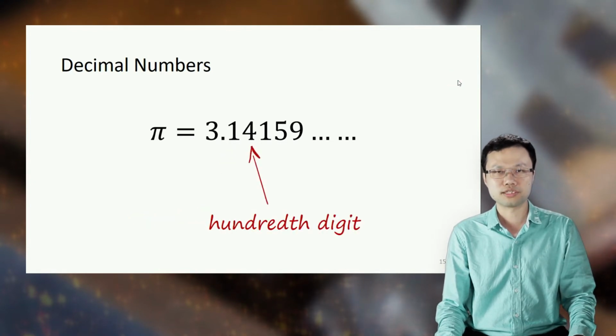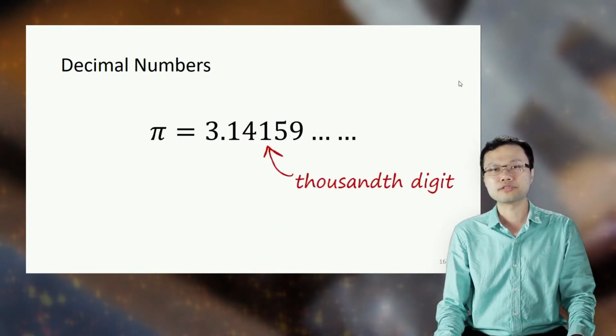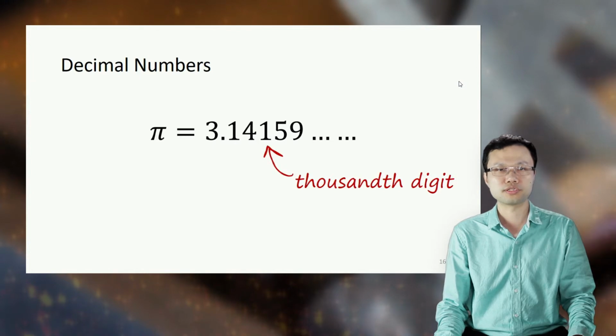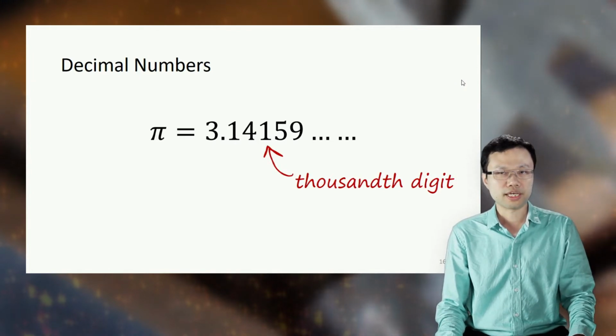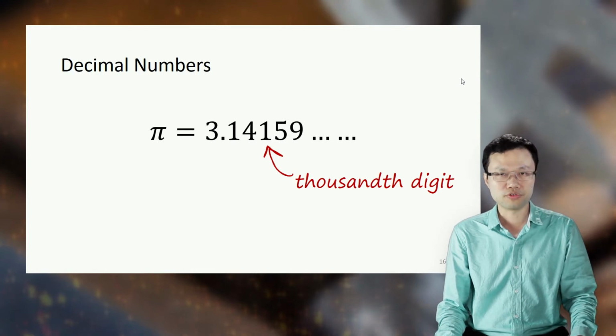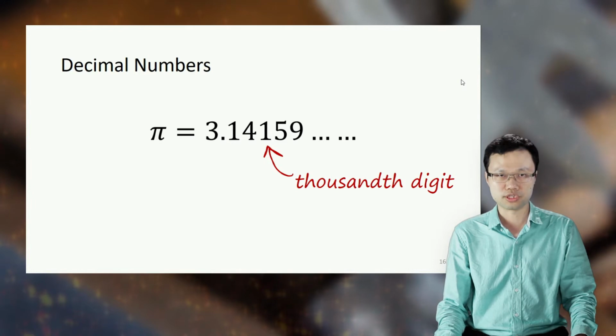The second digit after the decimal point is called the hundredths digit, and the third digit is called the thousandths digit. Let me remind you again, please do not confuse them with the hundreds and thousands digits of integers. The names are different.